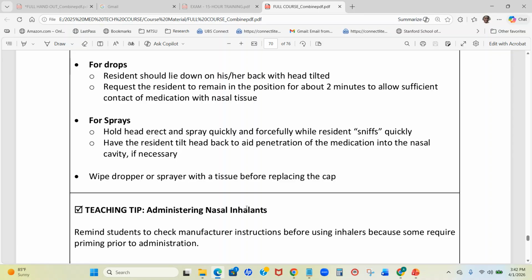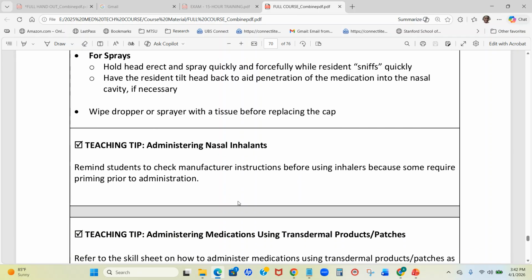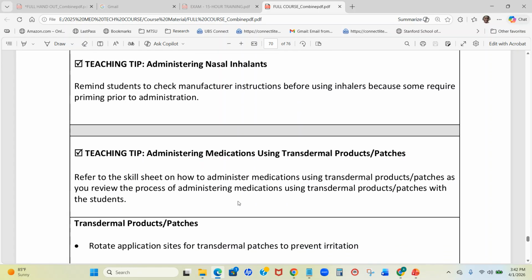Wipe dropper or spray with tissue before replacing the cap. You have to wipe it. That's very, very important. Wipe it with alcohol, the alcohol pads. Okay.